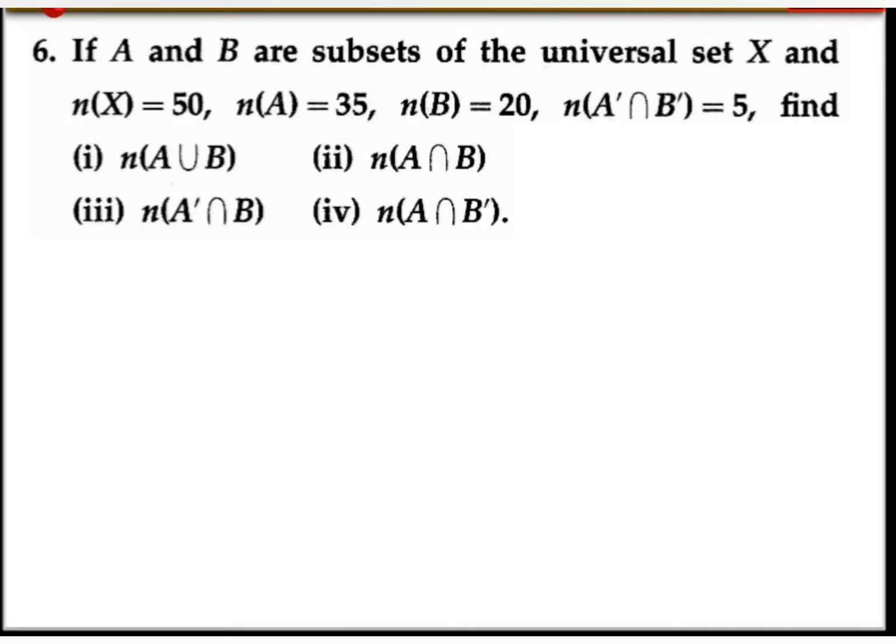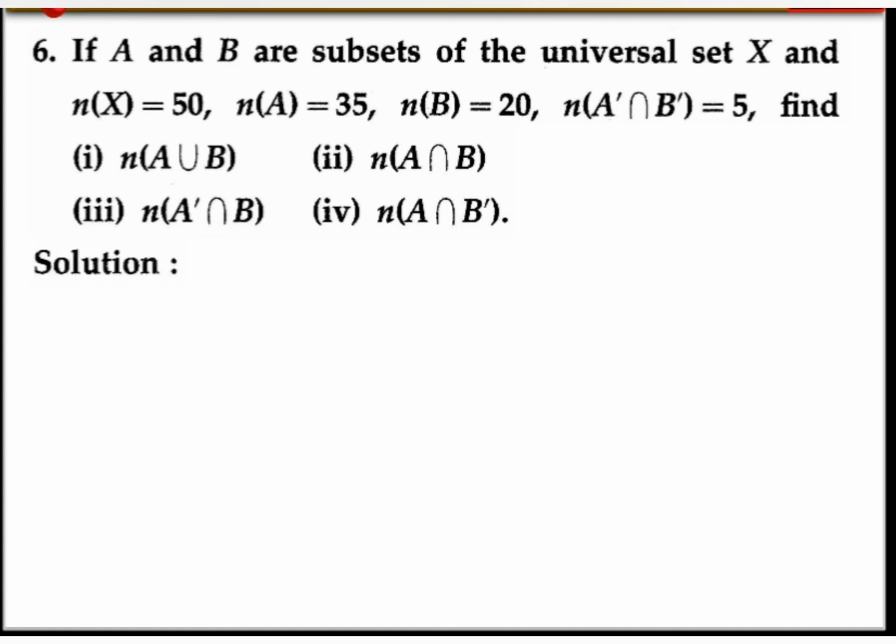Question number 6. If A and B are subsets of the universal set X and the number of elements in X is equal to 50, the number of elements in A is equal to 35, the number of elements in B is equal to 20, and the number of elements in A complement intersection B complement is equal to 5, find number 1, the number of elements in A union B.